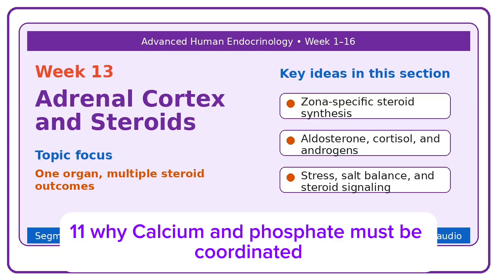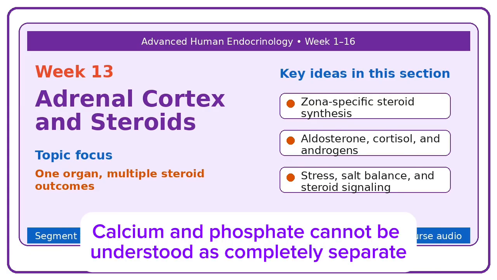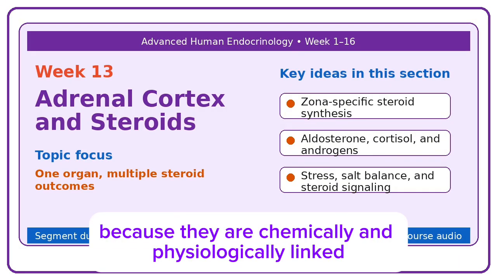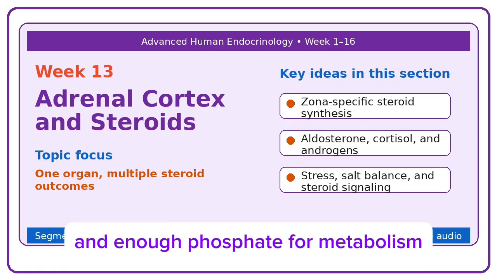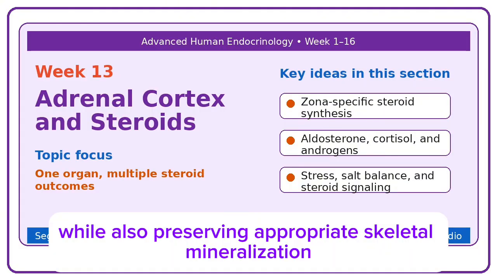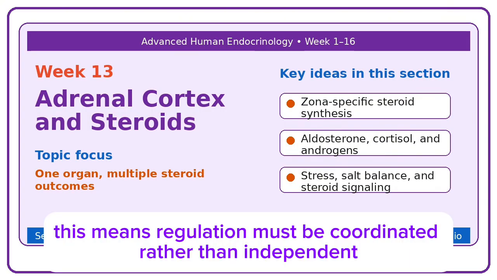11. Why calcium and phosphate must be coordinated. Calcium and phosphate cannot be understood as completely separate endocrine topics because they are chemically and physiologically linked. The body must maintain enough free calcium for signaling and enough phosphate for metabolism, while also preserving appropriate skeletal mineralization. This means regulation must be coordinated rather than independent.